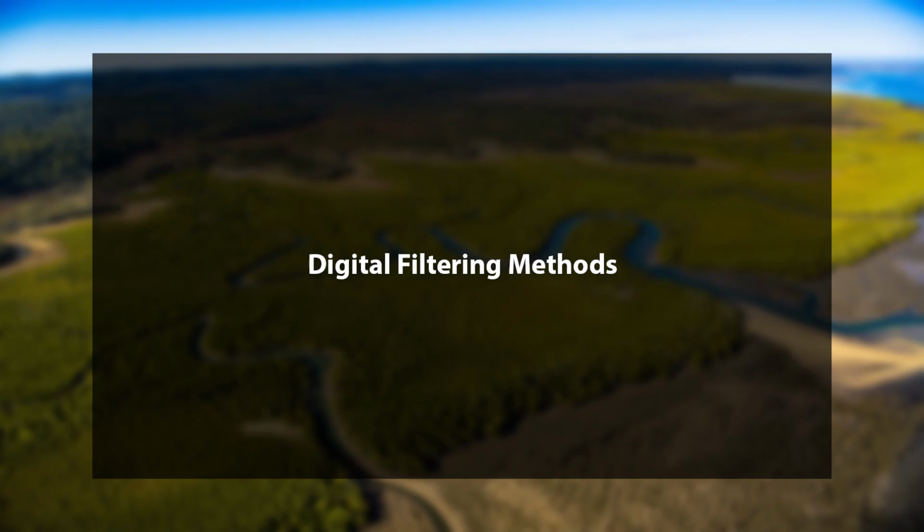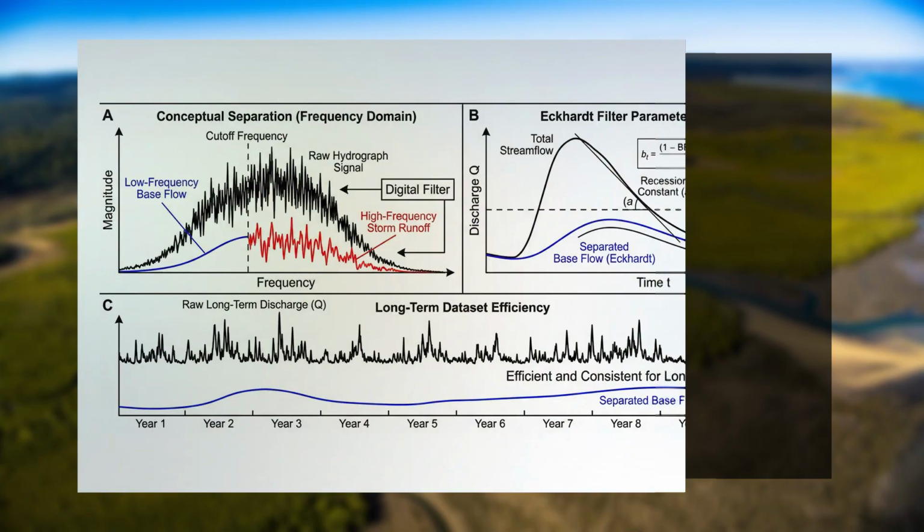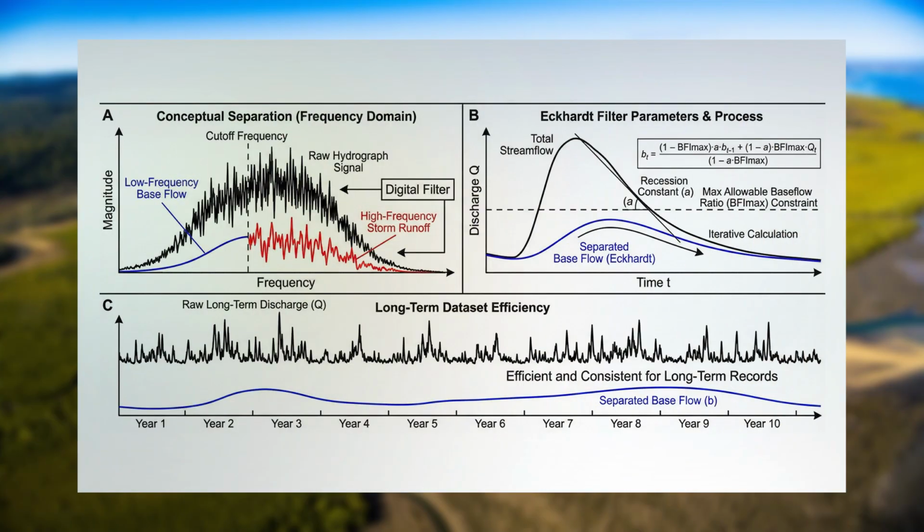Another method is digital filtering methods. Modern base flow separation methods use computer based digital filters, for example Eckert filter. The methods mathematically separate the background data or low frequency base flow from the high frequency values. The widely used Eckert's filter depends on two values, the recession constant and the maximum allowable long term ratio of base flow.